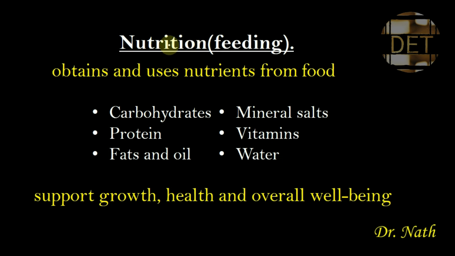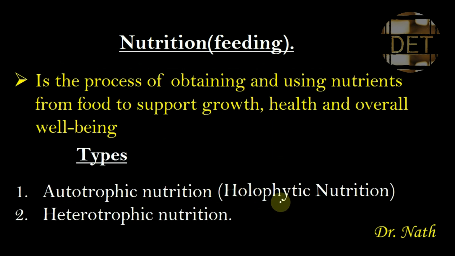So it's a process in which an organism obtains and uses nutrients from food, which can be carbohydrates, protein, fats and oil, mineral salts, vitamins, or water to support growth, health, and overall well-being. So nutrition is a process of obtaining and using nutrients from food to support growth, health, and overall well-being. And basically we have two types of nutrition.